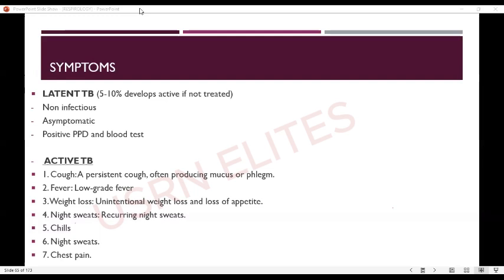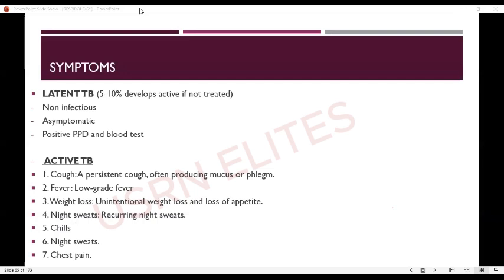Very good. Now, because latent TB will not have symptoms, if a patient has TB and is having symptoms, this is active TB. If a patient tests positive for PPD, positive for sputum, and is having symptoms, this is a clear sign the patient is having active TB.